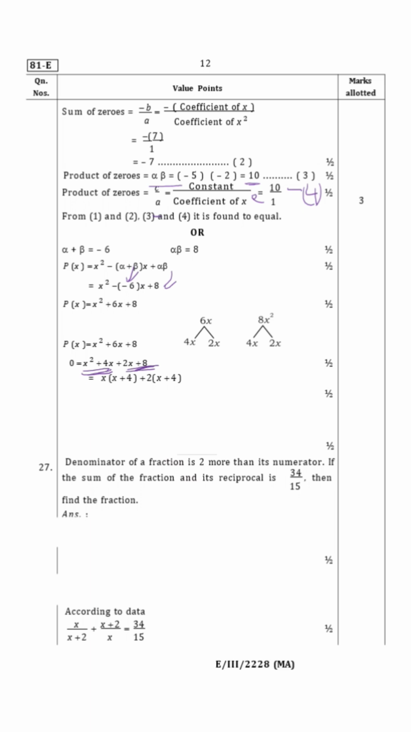So now x plus 4 into x plus 2 is equal to 0. x plus 4 is equal to 0, so x is equal to negative 4. x plus 2 is equal to 0, x is equal to negative 2. These are the roots of the equation. So alpha is equal to negative 4, beta is equal to negative 2.